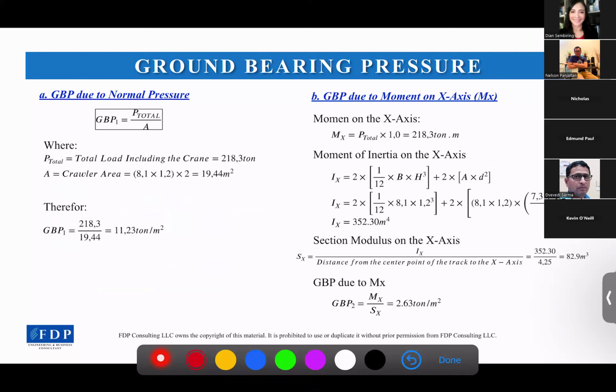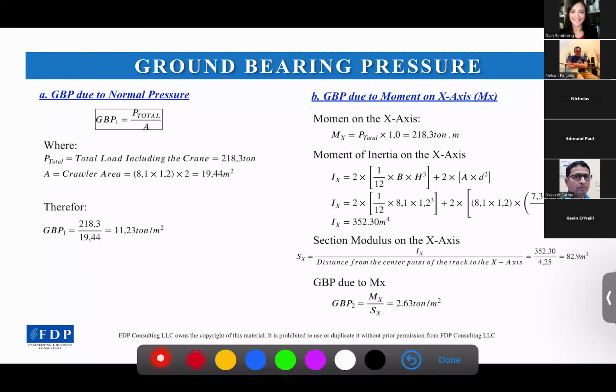That's the question. We will use the section modulus of the track to distribute the moment to the track. Now, what is the section modulus? It is a geometric property of a section. In structural engineering, we use this to design a flexural member like a beam. So basically, this calculation is the same as if you want to design a beam. The formula you can find in structural engineering books.